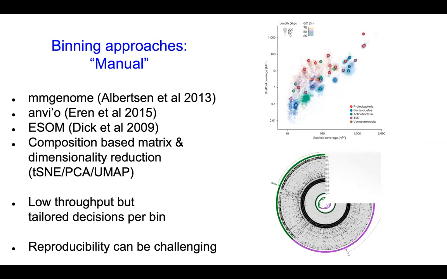So, going into the various approaches that people have taken for binning, there is the set of manual approaches, which should be used if you have one or a few genomes that you really care about. The reason I say this is the manual approaches give you a way of specifically making the decision for each contig or for each genome, and tailor the decisions that you make to each genome.